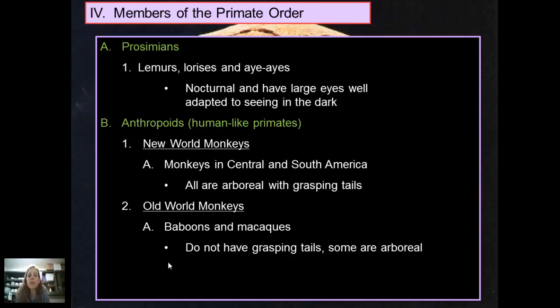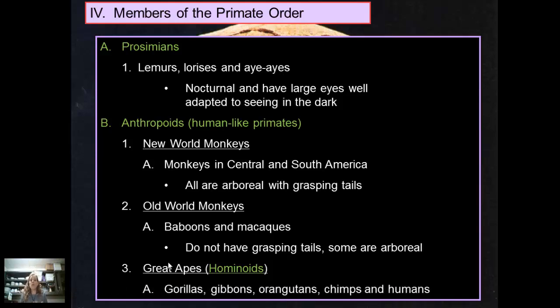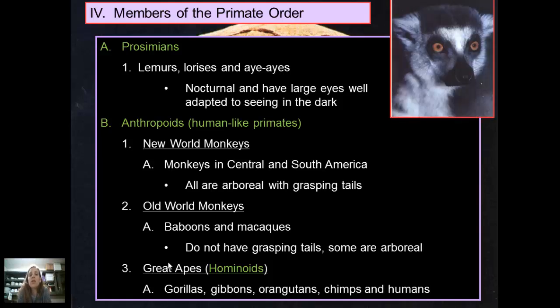And then there's Old World monkeys, which tend to be tailless, such as baboons and macaques. I'm not pronouncing that correctly. Excuse me. They don't have tails for grasping. Some are arboreal, some are not. And then the great apes, which we belong to. This is the order of primates to which humans belong, hominoids. These include gorillas, gibbons, orangutans, chimps, and humans. Again, we did not evolve from chimps and apes. We just happen to be part of the same order. This means that we share a common ancient ancestor, but it does not mean that we evolved from gorillas and chimps any more than you descended from your cousins.